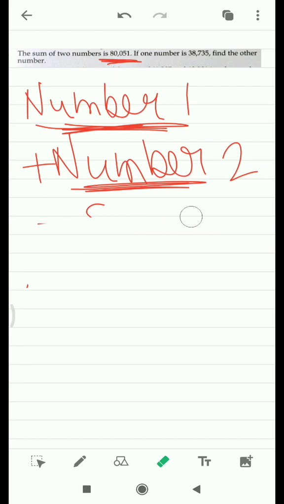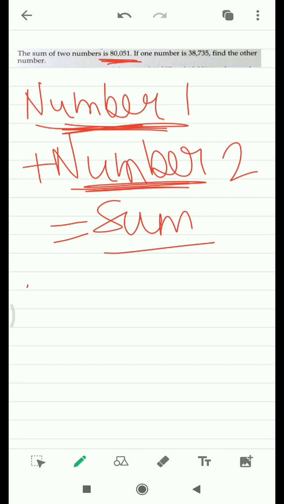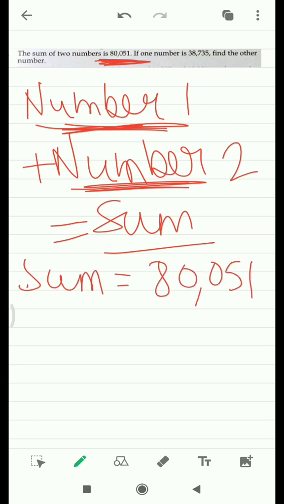So what I was saying is that number 1 plus number 2 must be equal to your sum. Now the sum of two numbers is this. It means he has told us about the sum. The sum is given, that is 80,051. One number, that is number 1, is also given.